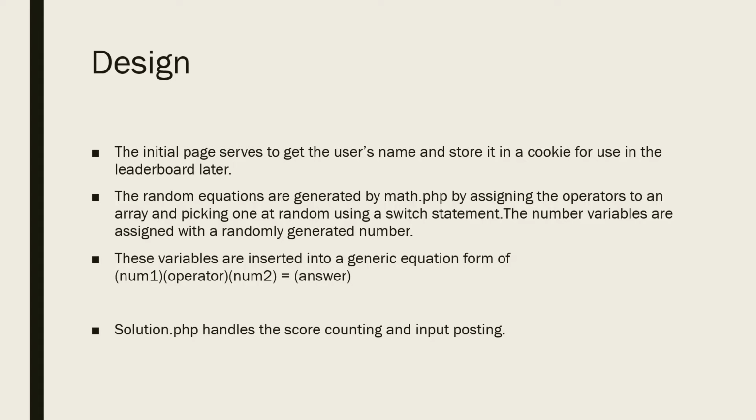The login page, or our initial page, serves to get the username and stores it into a cookie for the use in the leaderboard later. The random equations are generated in our PHP file called math.php by assigning the operators to an array and picking one at random using switch statements. The number variables are assigned with a randomly generated number. These variables are inserted in a generic equation form of num1 operator num2 equals answer.